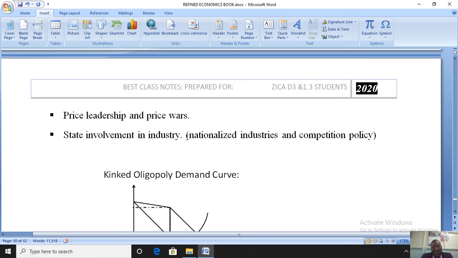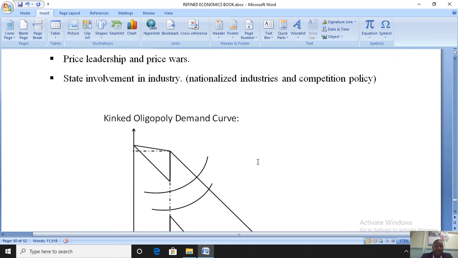Now, under oligopoly, price leadership simply means that one particular firm starts to reduce the prices, but that will result in price wars. When one firm reduces the price, other firms will fear to lose their customers, and so they'll reduce the prices, and firms may keep on reducing the prices like that. That's why oligopoly firms tend to avoid competition based on prices. And the last one is state involvement. Now let's look at the graph.